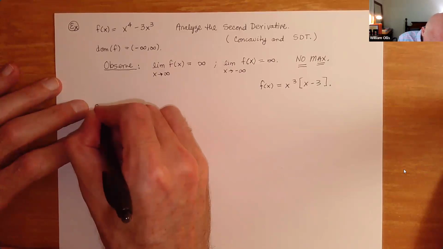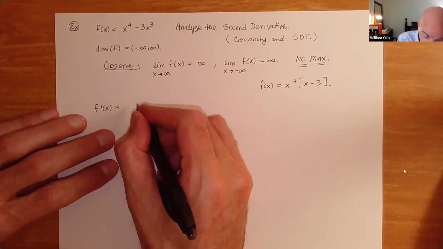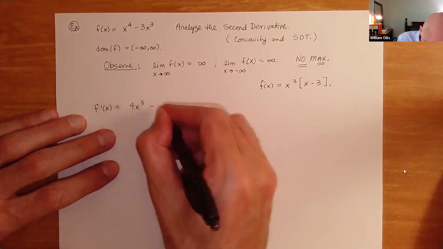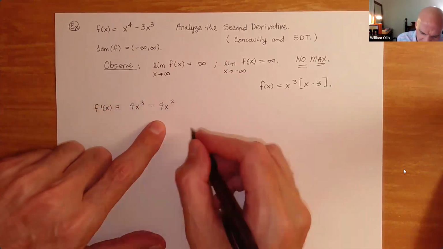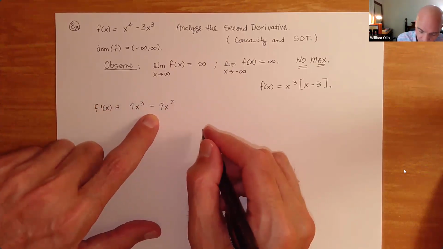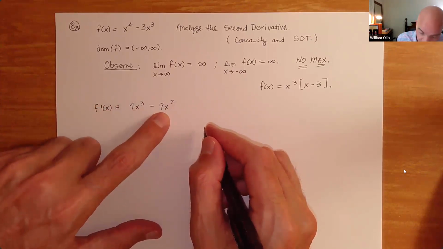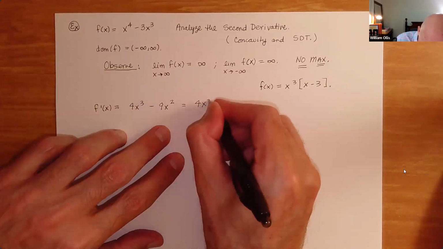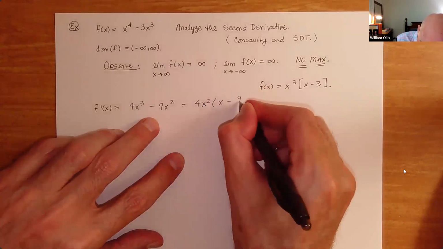Now, f prime, just using the power rule and the linearity of the derivative, we get 4x cubed minus 9x squared. Now, when you look at this, you're thinking, well, we need to figure out what the critical numbers are, so we can analyze this by just factoring a 4 and an x squared. So let's do that. And so that leaves behind an x, and of course, we'll have to divide by 4.